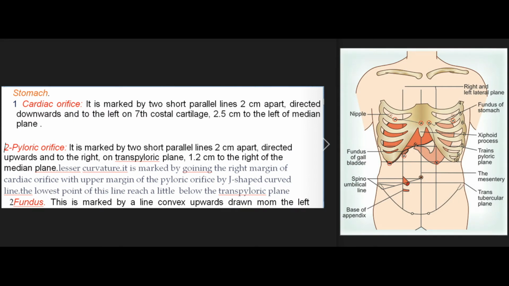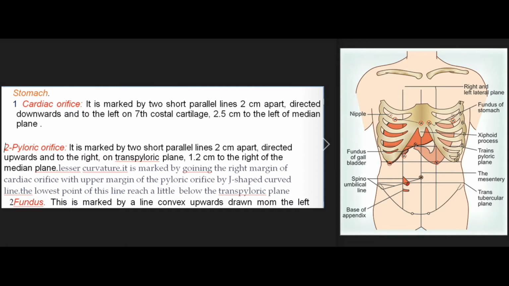It is marked by 2 short parallel lines 2 cm apart, directed downwards and to the left on 7th costal cartilage, 2.5 cm to the left of median plane. 2. Pyloric orifice. It is marked by 2 short parallel lines 2 cm apart, directed upwards and to the right, on transpyloric plane, 1.2 cm to the right of the median plane. Lesser curvature. It is marked by joining the right margin of cardiac orifice with upper margin of the pyloric orifice by J-shaped curved line. The lowest point of this line reaches a little below the transpyloric plane.